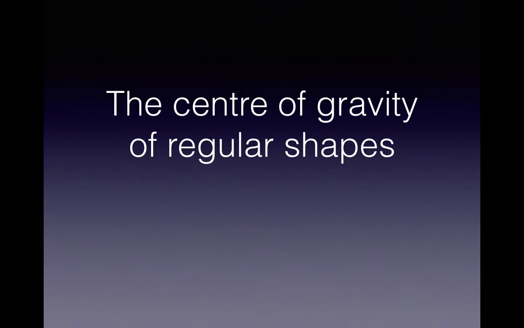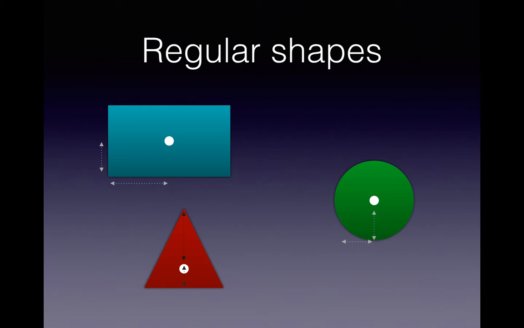Okay, let's have a look at the centre of gravity of some regular shapes to start with. So we have here a rectangle on the top left-hand corner, and the centre of gravity is halfway across and halfway up. So if the length across was 2a, the centre of gravity would be located at distance a across. If the height up was 2b in total, the centre of gravity would be located at height b upwards.